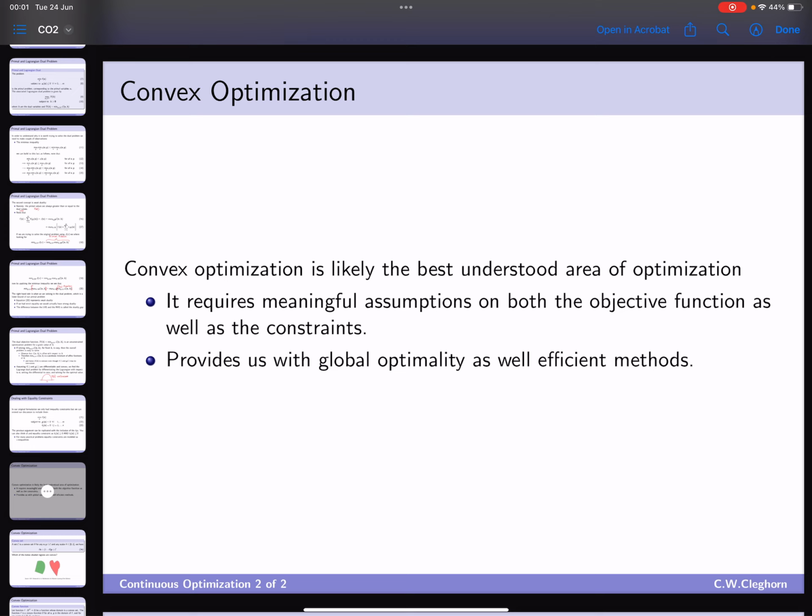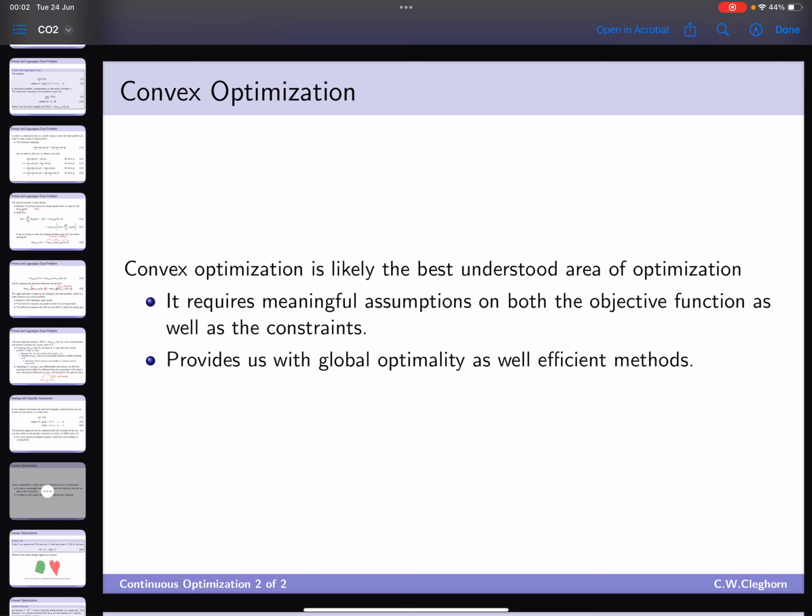So convex optimization is likely one of the best understood areas of optimization. It does require quite a few meaningful assumptions. In other words, it does limit the space of problems we can work with. But the good news is that when we do find a problem we can represent in a way that fits convex optimization, then we have global optimality properties and efficient methods for working with these problems. And so these assumptions on both the objective function as well as the constraints do end up having tangible benefit downstream for us.